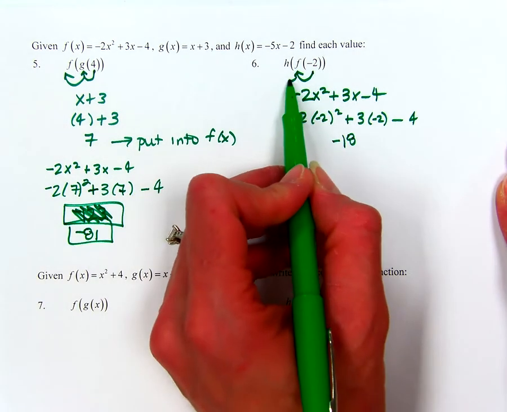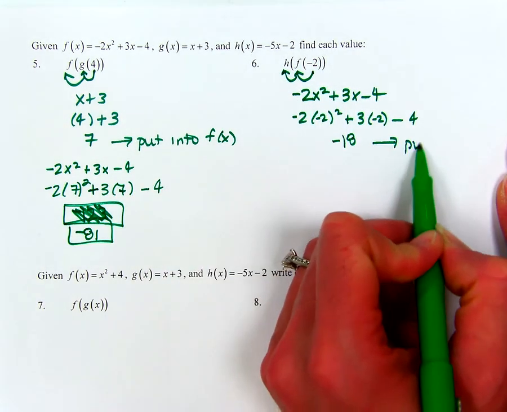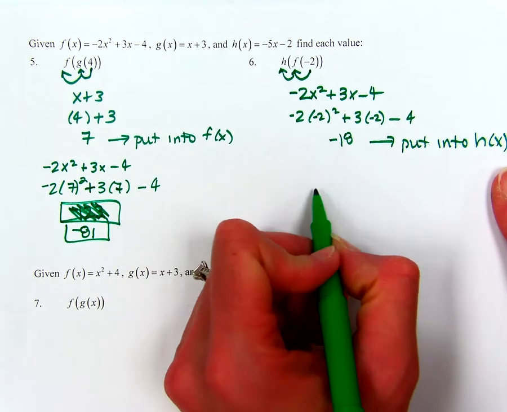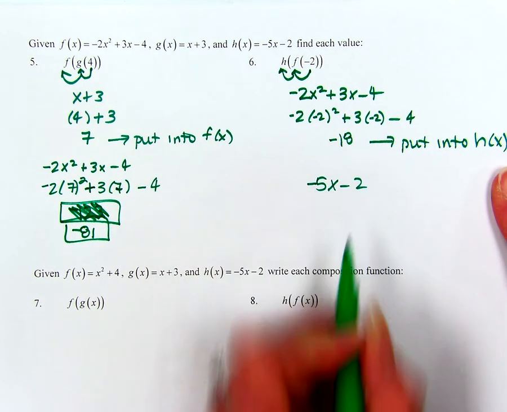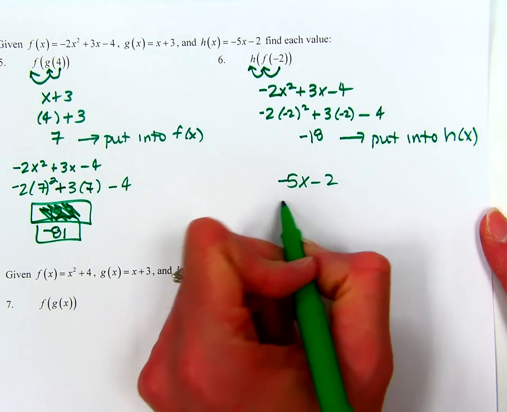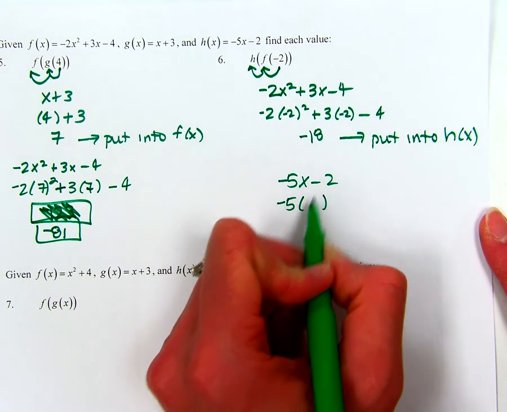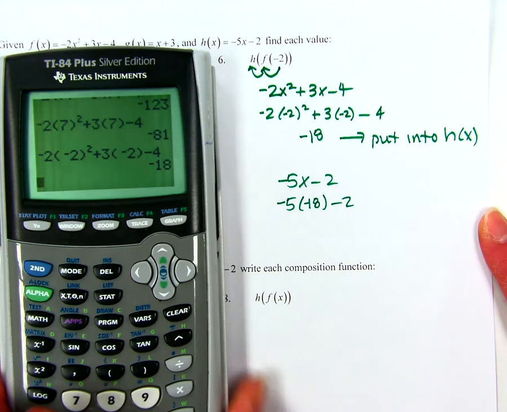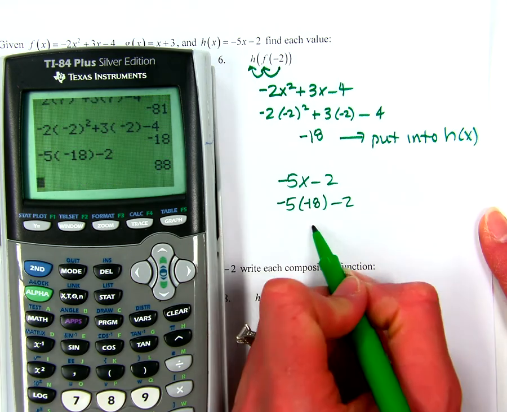Because now they want you to take that answer, put this into equation h. Okay, so equation h says negative 5x minus 2. We don't want to use x anymore. We want to replace it with negative 18. So negative 5 times negative 18 minus 2 gives me 88.